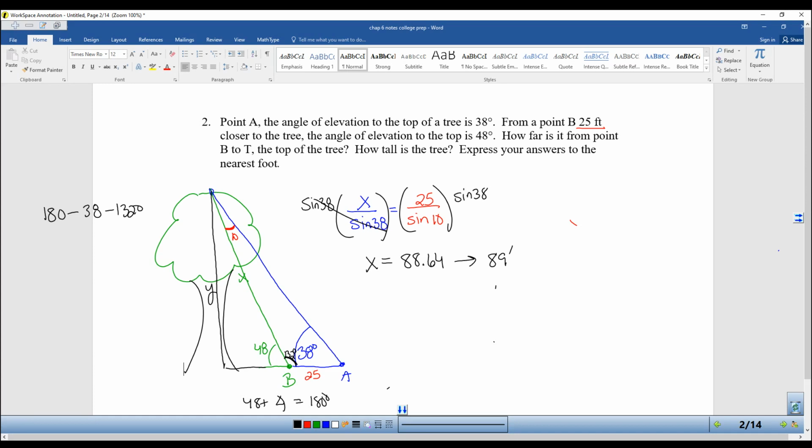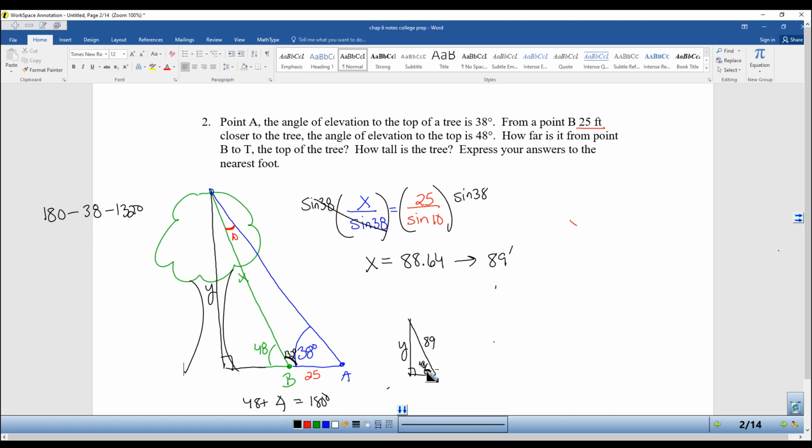The second thing that they want to know is how tall is the tree. So we'll call that y. So now you have some choices. Remember, you don't always have to use law of sines. In this triangle, you just found x to be 89, and you know that this is 48, and you're trying to find y. This is a right triangle because you're trying to find how tall the tree is. We're assuming the tree is standing straight upright.